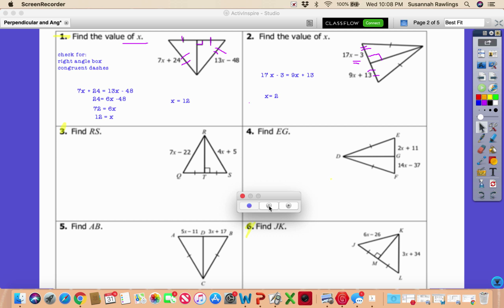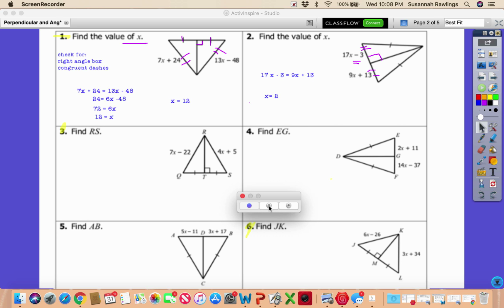Okay, so you should have gotten x equals 2 on number 2. If you have questions about that, maybe ask a partner if you didn't get x equals 2. And that is going to be the same as the rest of these, so go ahead and pause the video here and try all these examples on your own.